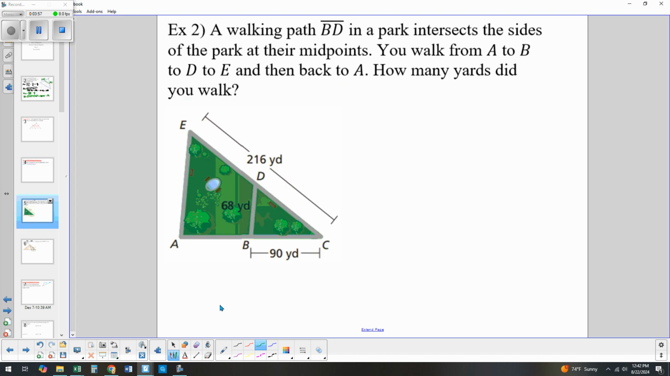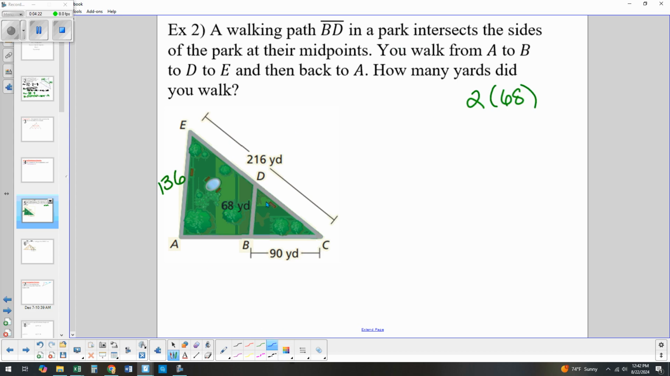So here we have a walking path BD in a park, intersects the sides of the park at their midpoints. So they're telling me BD is a midsegment. Before I go any further, I know the length of the midsegment is 68. I know the side that's parallel to it is twice as much as the midsegment. So 2 times 68 is 136. So I'm going to fill that in on this side over here.